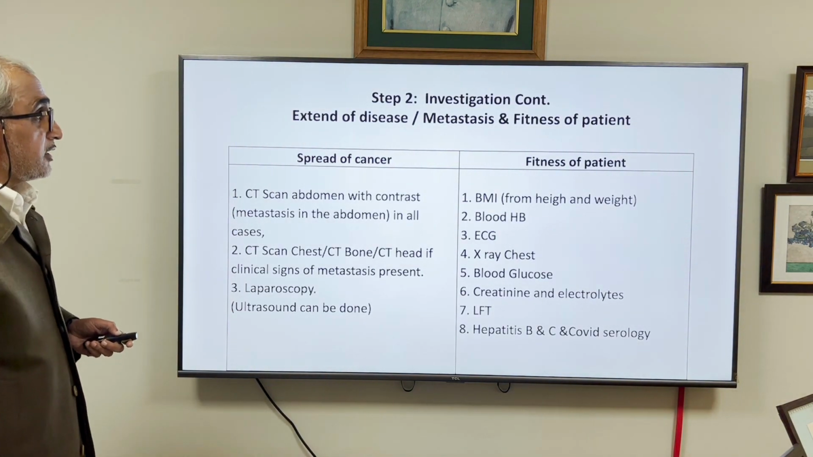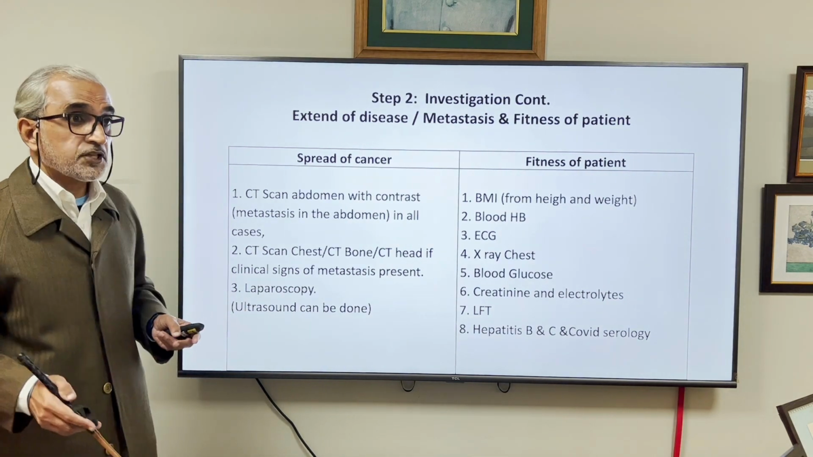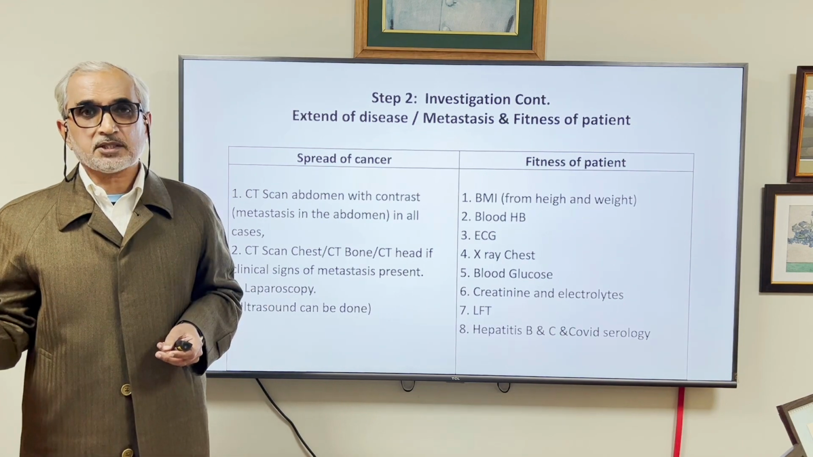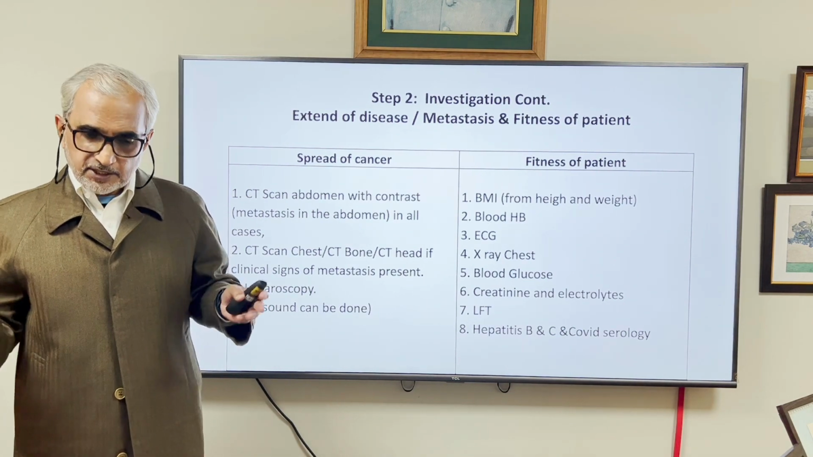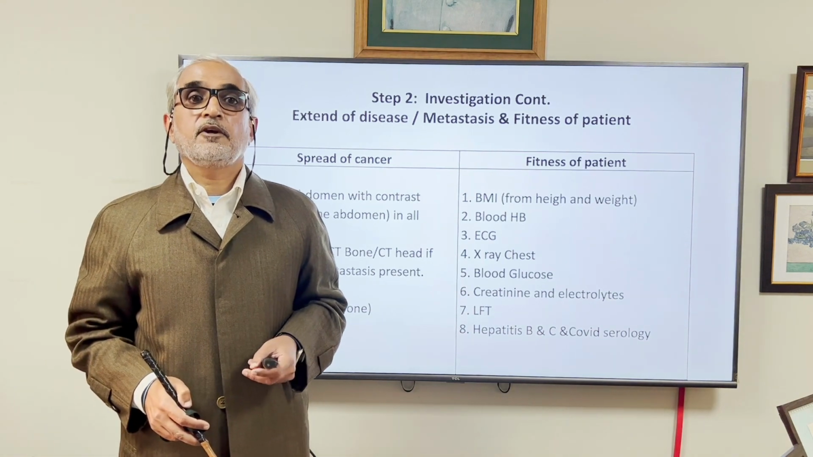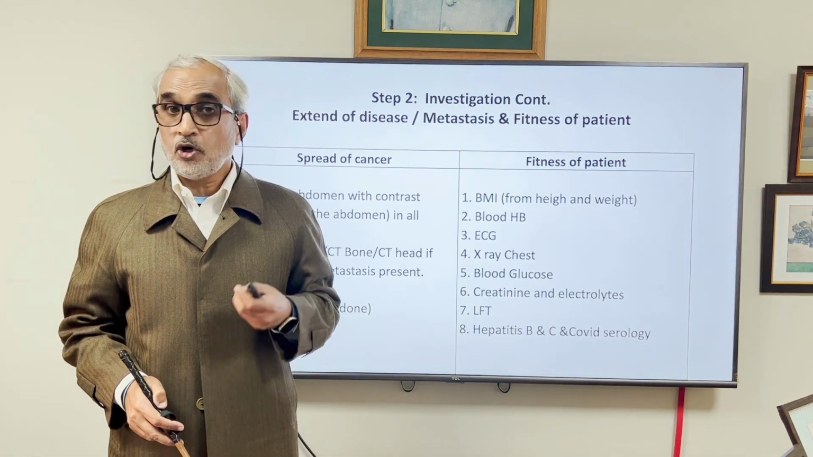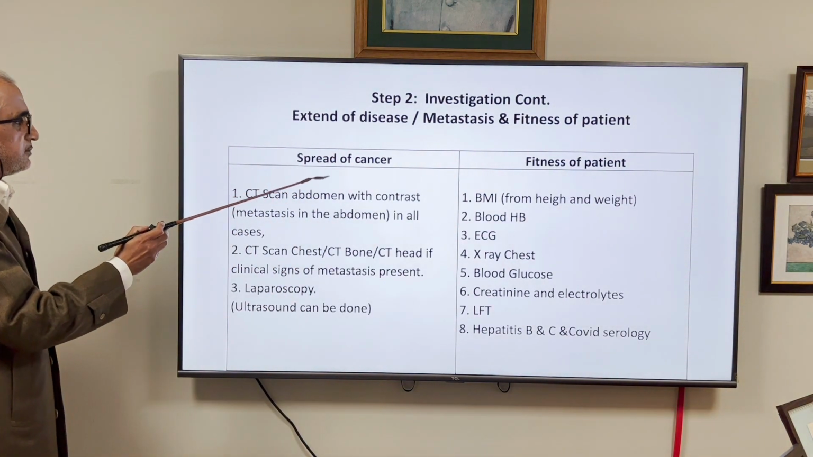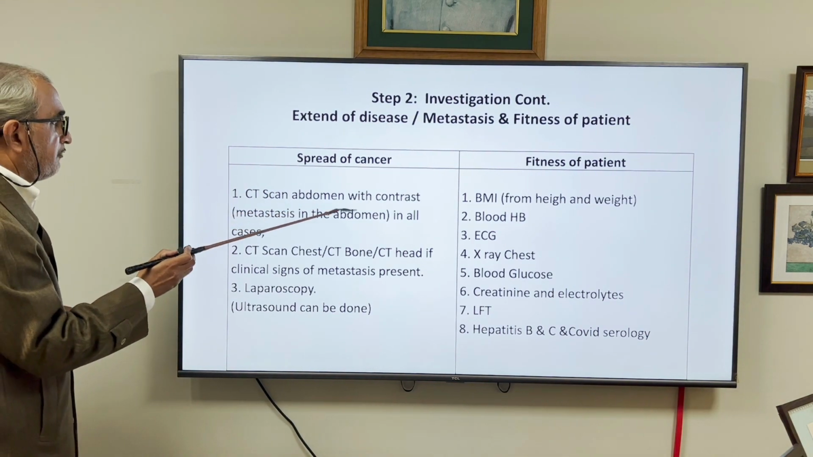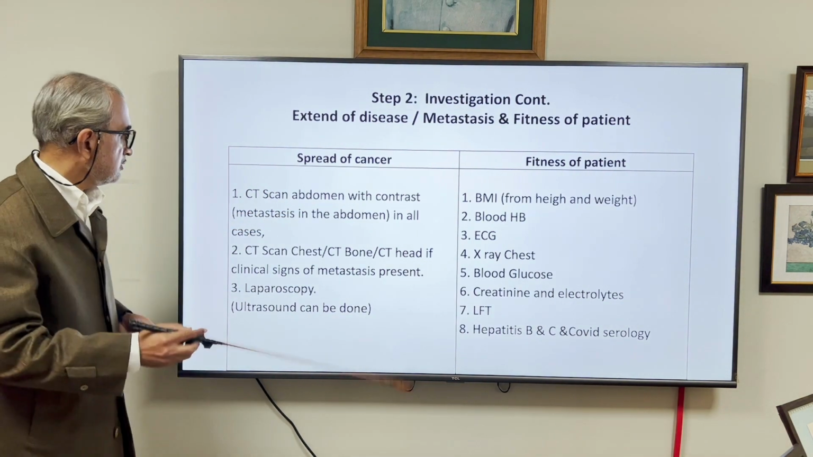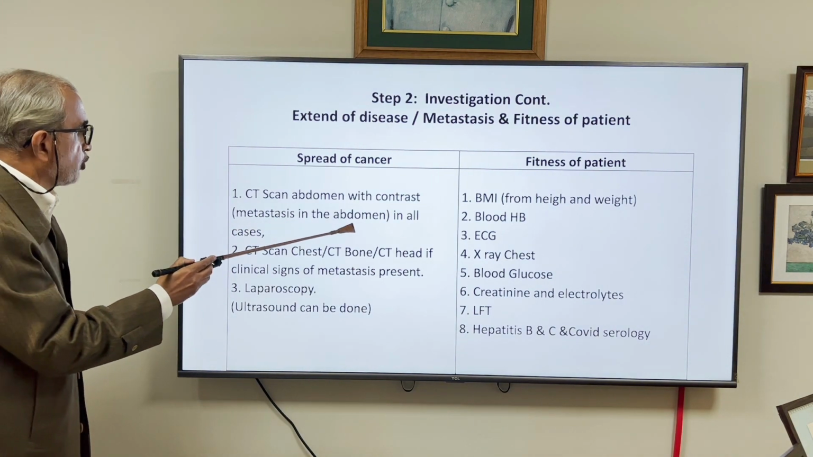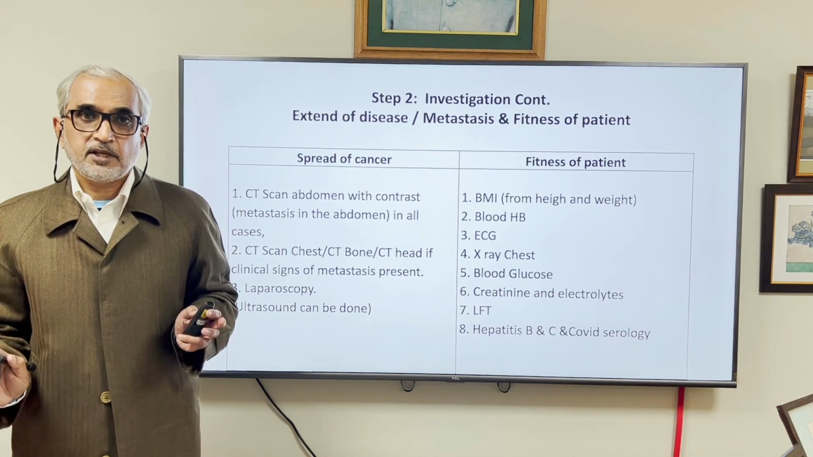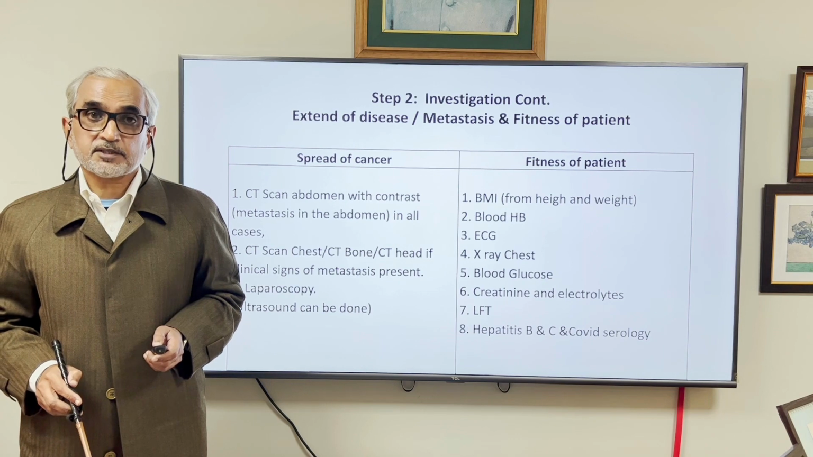Now, after doing this, we have a set of investigations which are going to confirm whether it is early, advanced, or metastatic. And these investigations also tell us the fitness of the patient, commenting upon how well his systems are working. For spread of cancer, CT scan abdomen with contrast is done for metastasis in the abdomen. In all cases, CT scan of the abdomen with contrast should be done.